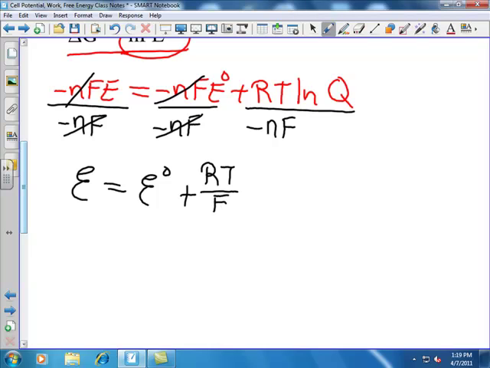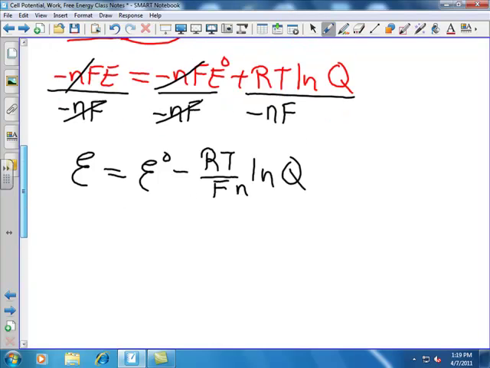RT over nF, natural log Q. Negative nF. You divide RT by negative nF, and it is now negative. Thank you, Julie. Divide ln Q. Okay, just a second. Yep.